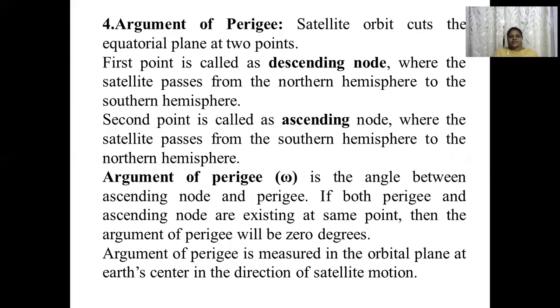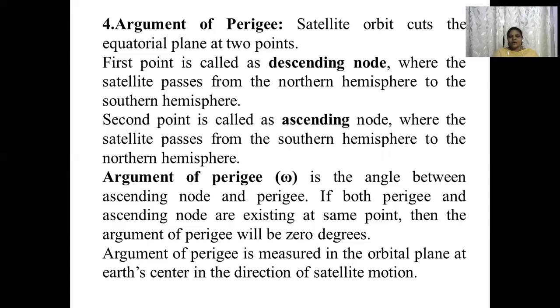Fourth parameter is argument of perigee. The satellite orbit cuts the equatorial plane at 2 points. The first point is called the descending node and the second point is called the ascending node. Now what are these descending node and ascending node? Descending node means where the satellite passes from the northern hemisphere to the southern hemisphere. And the second point is the ascending node, where the satellite passes from the southern hemisphere to the northern hemisphere.